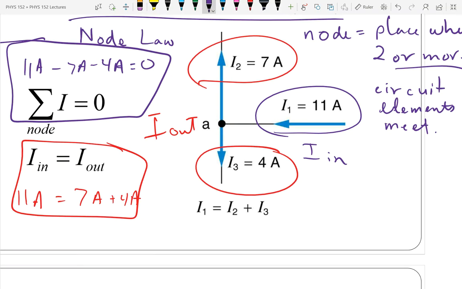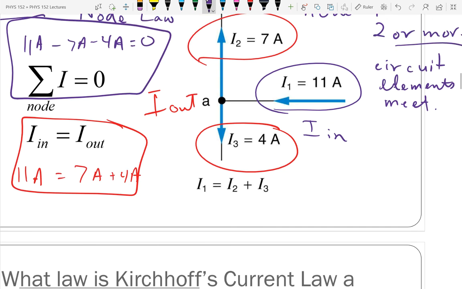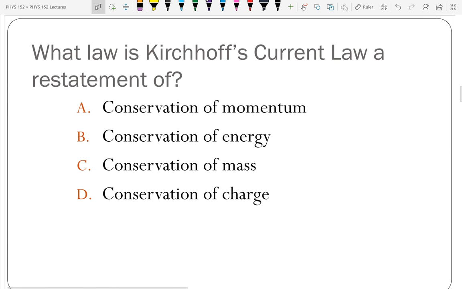So that's Kirchhoff's current law. You do need to know this, and you're going to use it, probably, let's say, 3 of the 5 problems for the homework that's due on Monday, at least. So, any questions about Kirchhoff's current law? Now, I'm going to come back and talk about utilization later, but right now, we just want to make sure we understand what it is. So, first clicker question. What law is Kirchhoff's current law a restatement of?